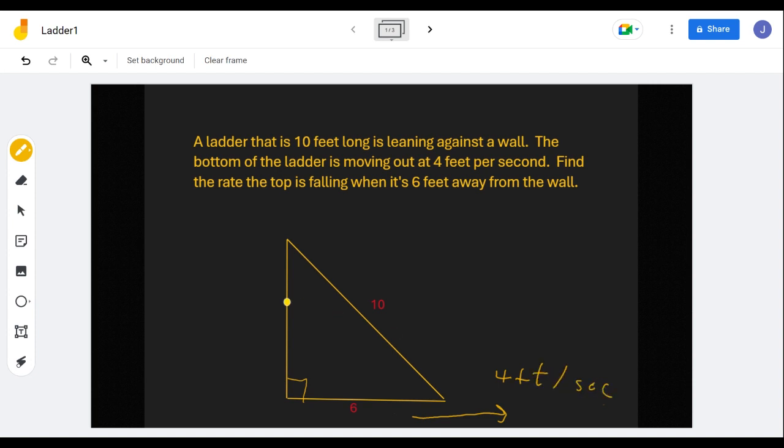And at this particular point in time, when it's exactly 6 feet, the question is, the top would be falling down. And so, how fast is the top falling down? That's what we're trying to figure out.